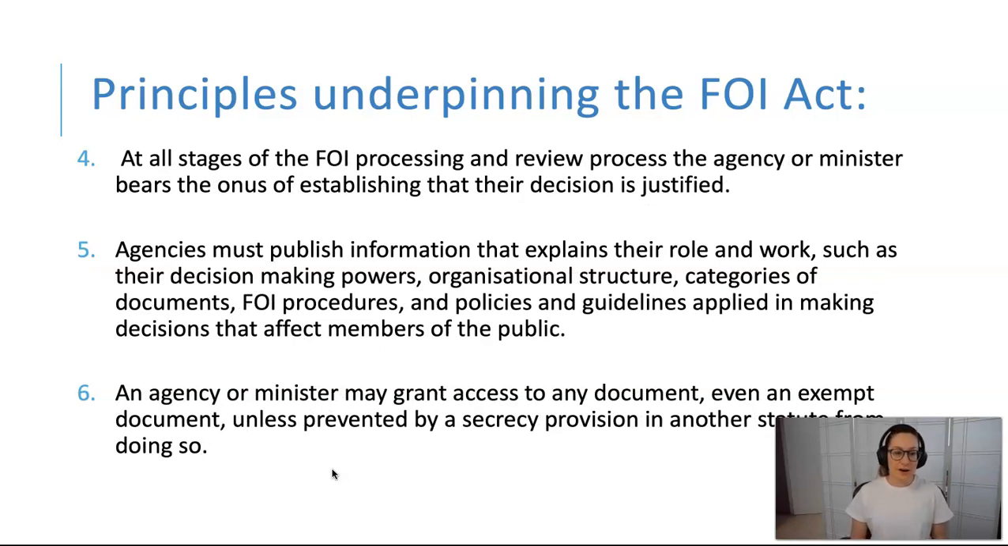Other principles are that at all stages of the regime, the onus falls on the government agency or minister to show that their decision to grant or deny access is justified. So both in the initial decision and through review, the onus of proof is always on the agency or the government. Agencies must also publish information, generally these days over a website, that explains their powers, their structure, their decision-making processes, and also their FOI processes and guidelines.